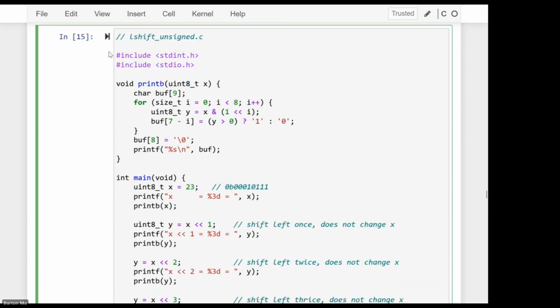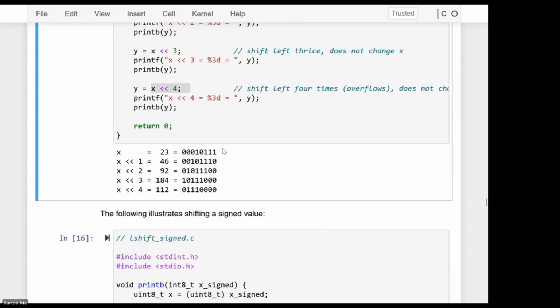So there's 23. Shift the bits one position to the left, so all of those go one position to the left, and that equals 46, 2 times 23. Shift everything 2 bits to the left. So now all the bits move 2 positions to the left. Zeros come in on the right-hand side. We get 92, which is 23 times 4.